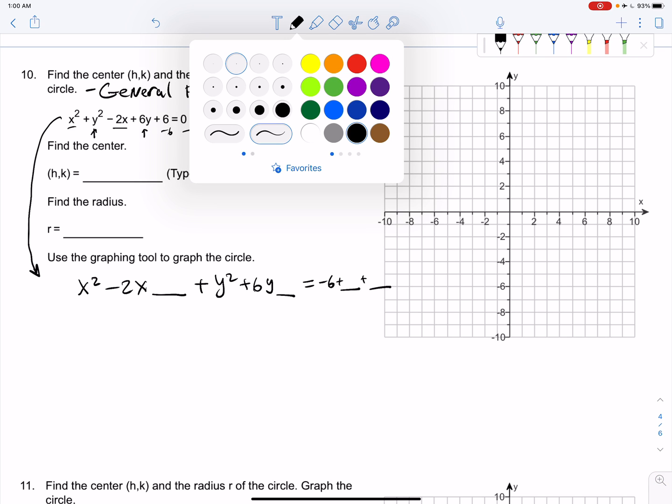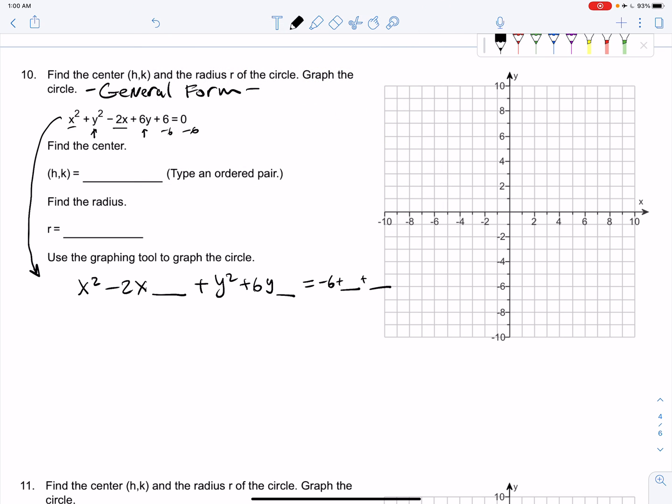Do you remember how to complete the square? Let's take -2. What do you do to it? Divide it by 2 and square it, which equals 1. So 1 completes the square. If I add a 1 on the left, I have to add a 1 on the right to keep the equation balanced. And it's now a perfect square. So what does it factor down to? x minus 1 squared.